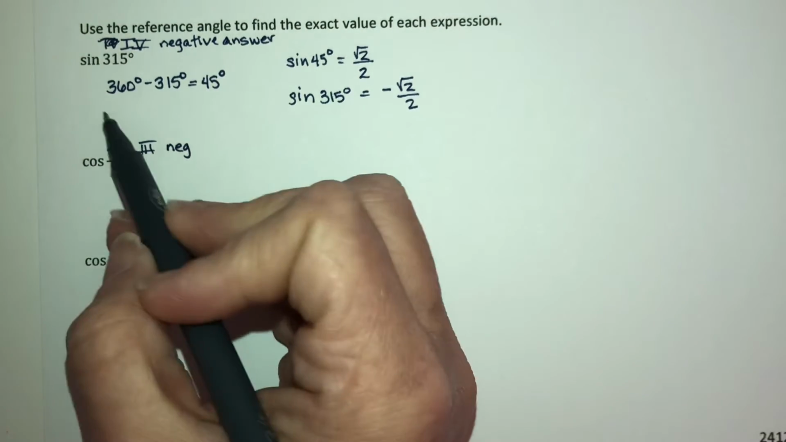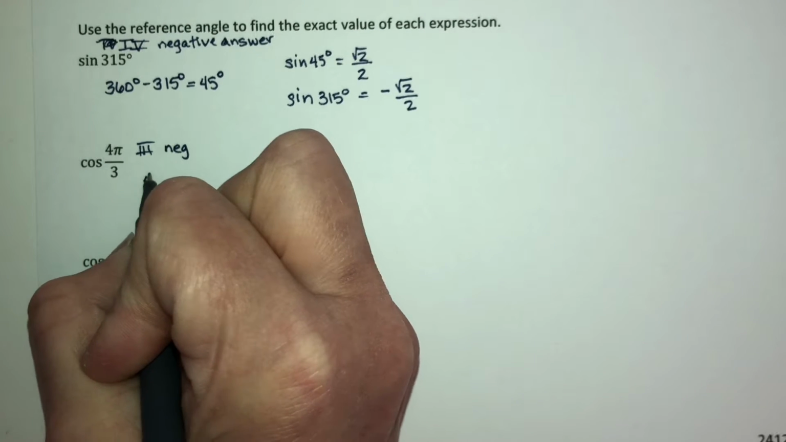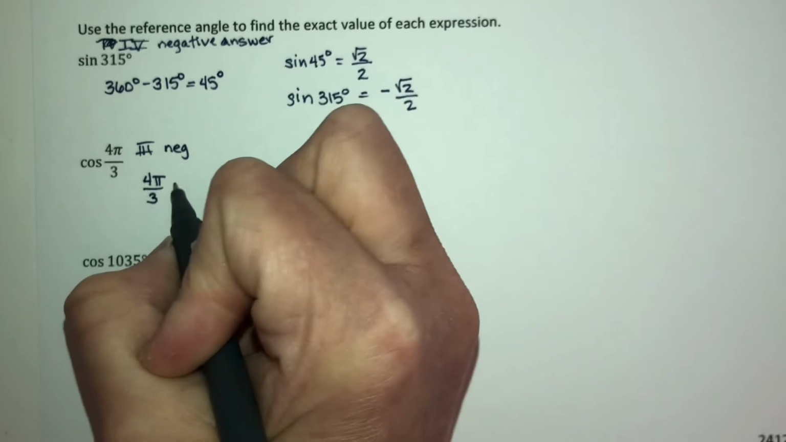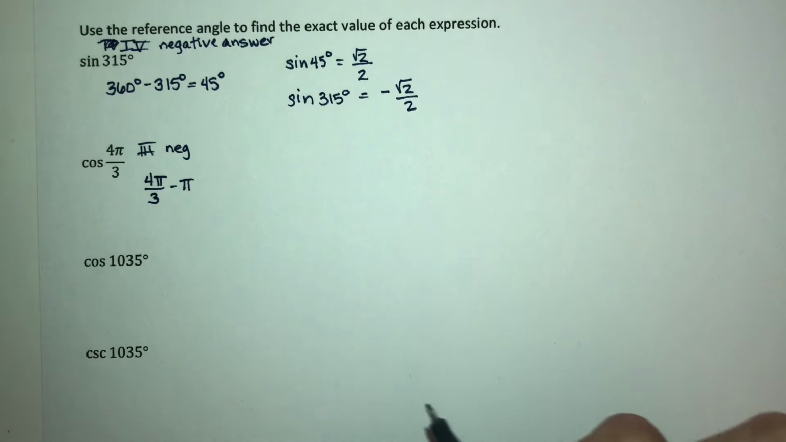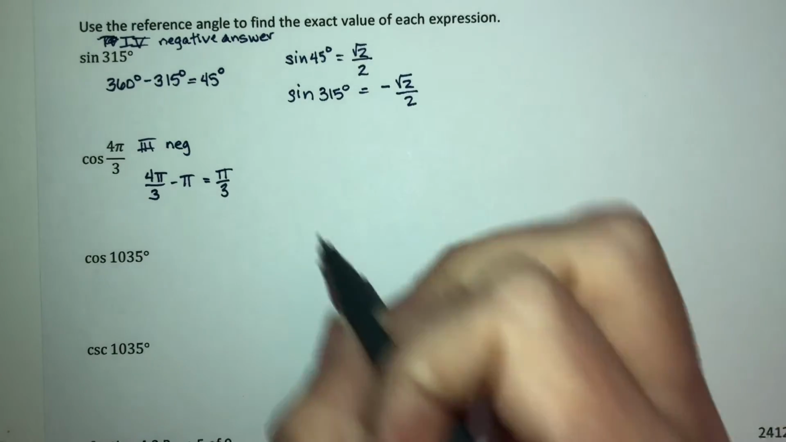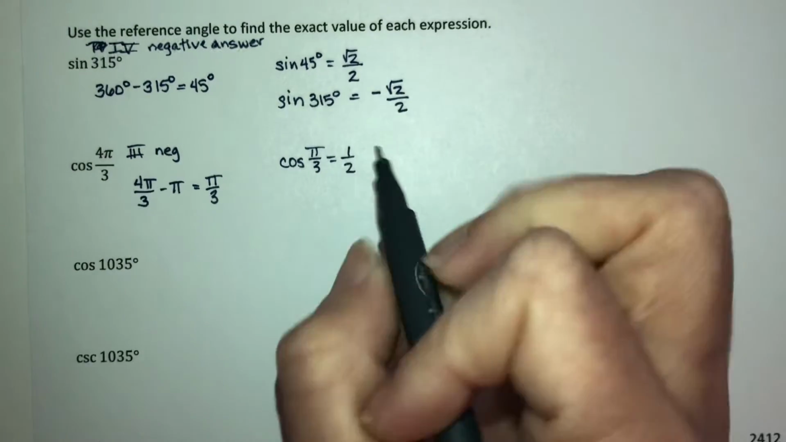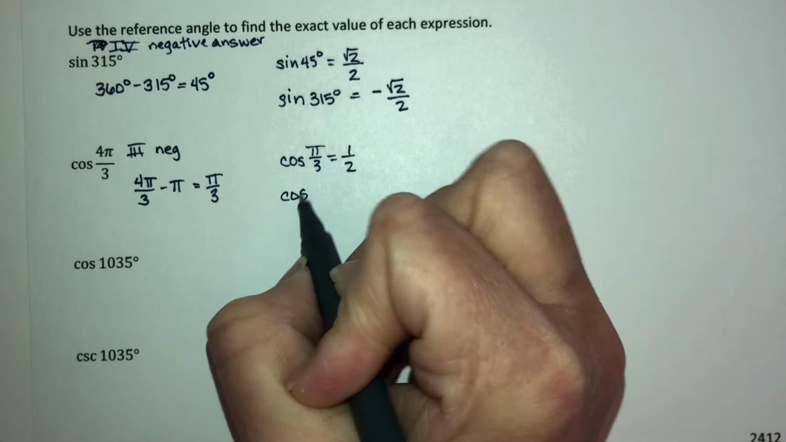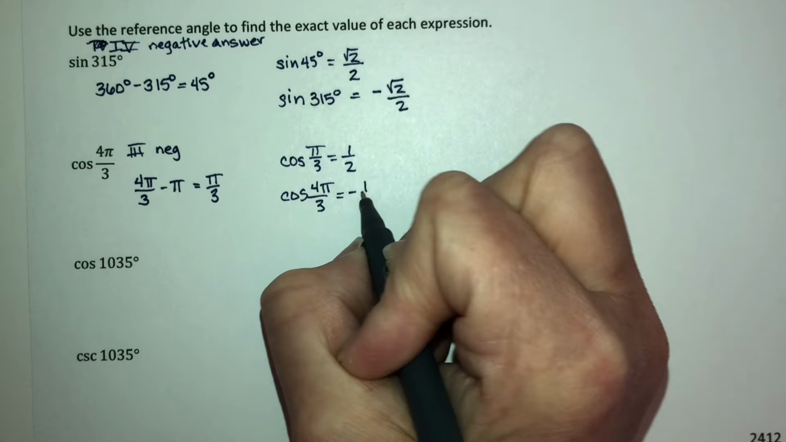Now I need to find a reference angle for this. Since it is in quadrant 3, I take 4π/3 and subtract π. That gives me my reference angle as π/3. So let's find cosine of π/3. Cosine of π/3 is 1/2. So cosine of 4π/3 should be negative. So this is negative 1/2.